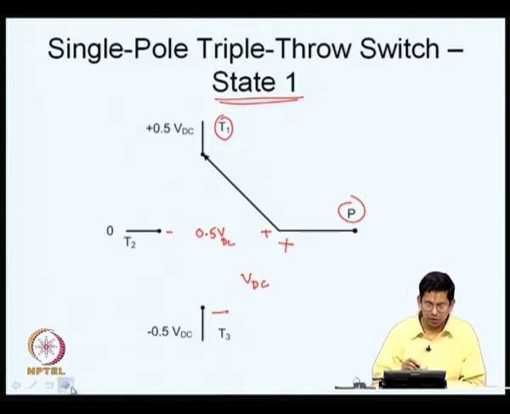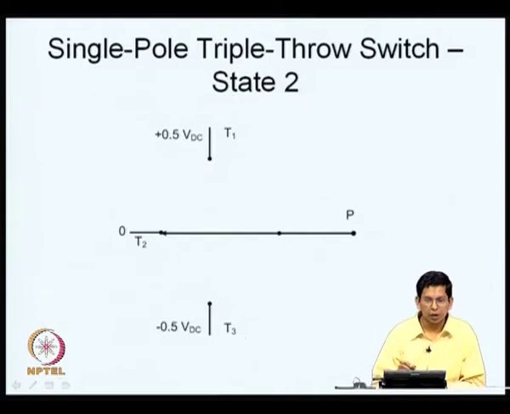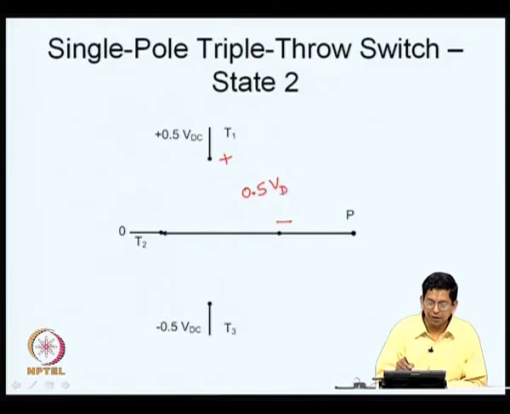Now, let us look at state 2. Here, as you can see, P is connected to the throw T2. So, between P and T1 the devices are off, and similarly between P and T3 the devices are off. Between P and T1 the devices together are blocking a potential where T1 is positive with respect to P, because T1 is connected to plus 0.5 VDC and P is connected to T2 which is connected to 0, and the potential between these two is 0.5 VDC. Again, between P and T3 the devices are off, P is positive with respect to T3, and the potential difference between the two is once again 0.5 VDC.